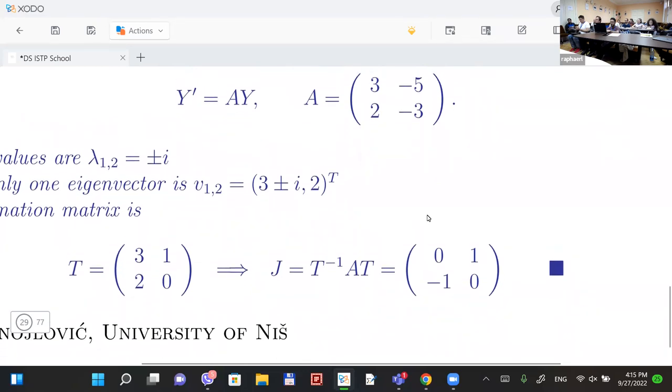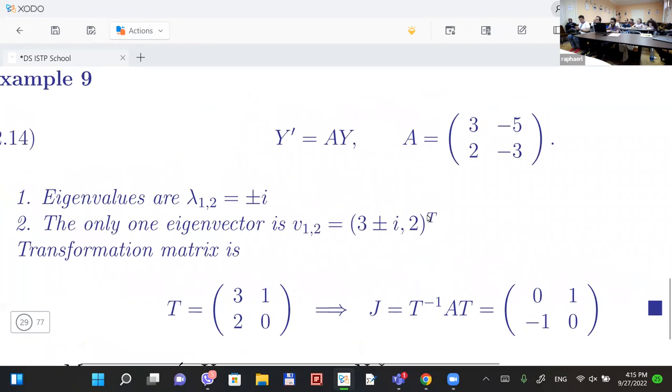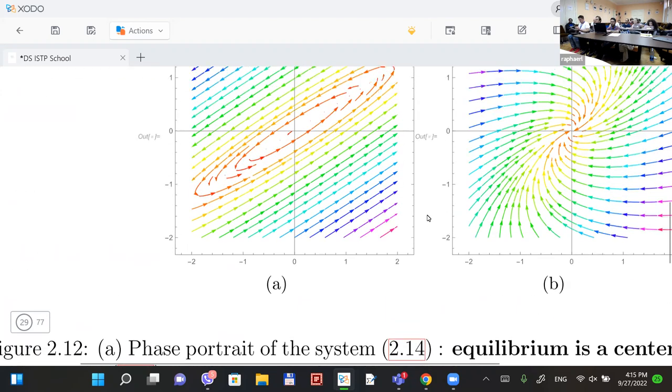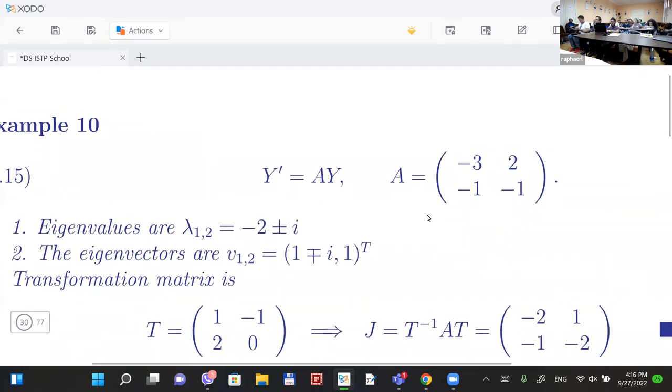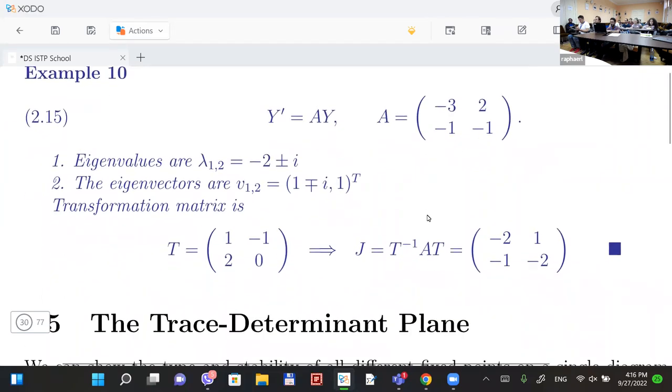This is a concrete example. So the eigenvalues are plus minus i. So if you had plus minus one, you had what? The real part is zero. And you have alpha, beta, minus beta. This is the picture on the right. And the next example, the eigenvalues are minus two. And so now the real part is negative. So we have the stable focus. So the trajectories will approach the origin at some time.